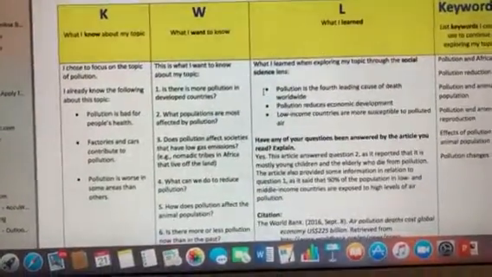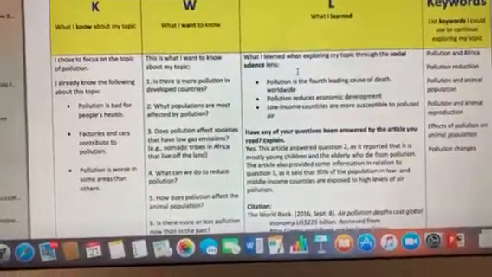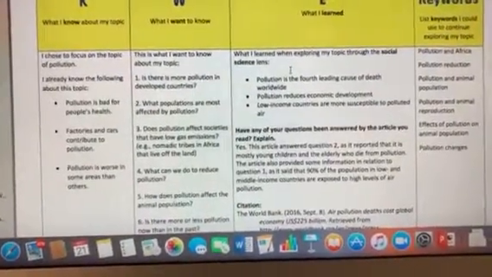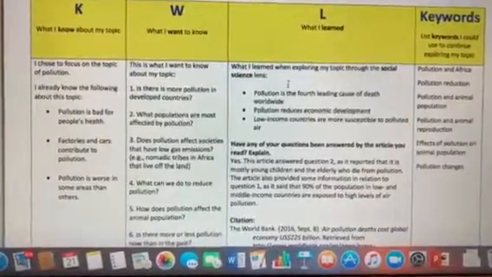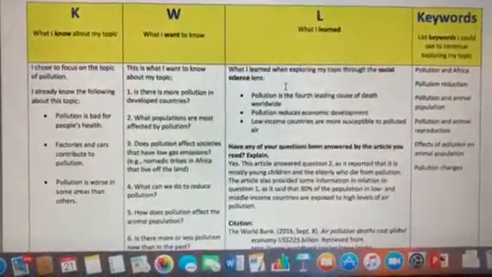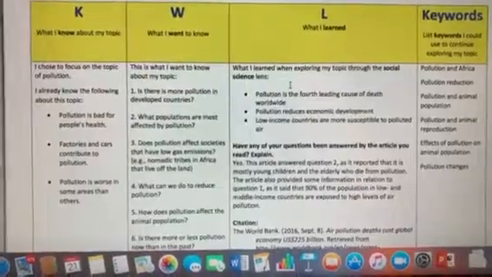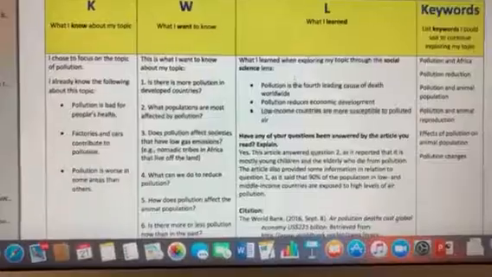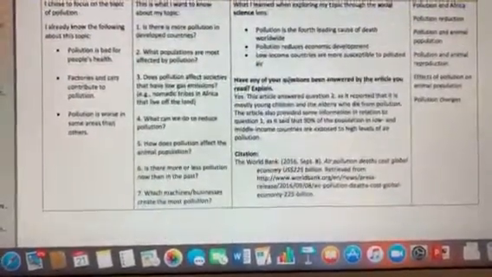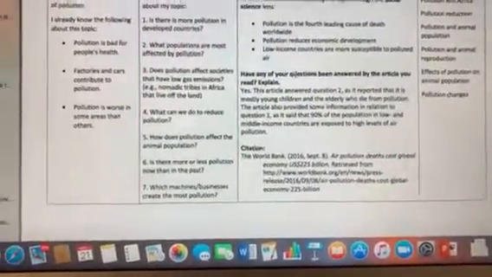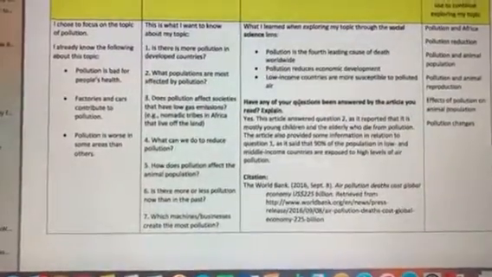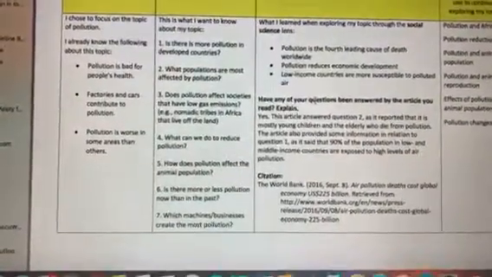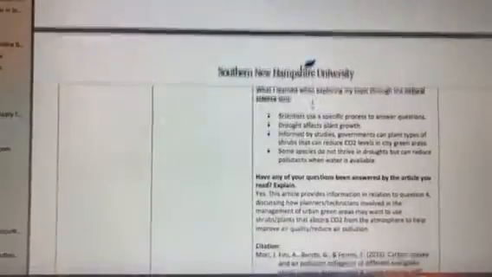Then what you learn through reading the article through the lens of social science. Pollution is the 4th leading cause of death worldwide. Have any of your questions been answered? Yes. This article answered question 2 and how it answered it. And then the citation, which is, the citations are provided for you. All you have to do is indicate the URL once you go to the Shapiro Library and read that particular article. And then they've done the same now with natural science. They did it with the history and with the humanities.